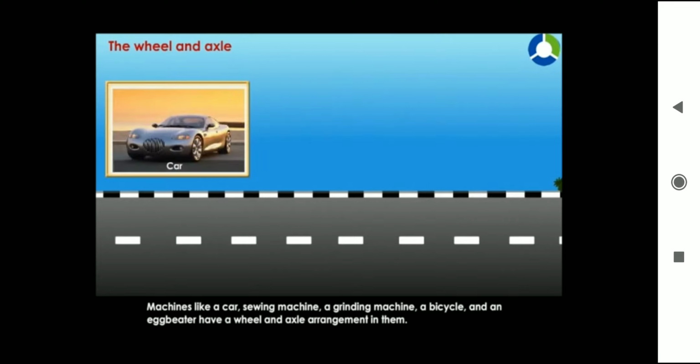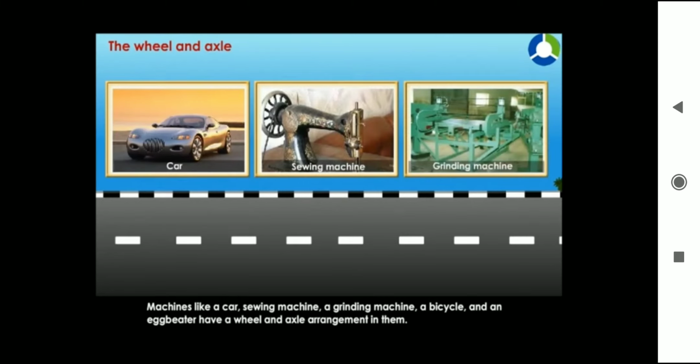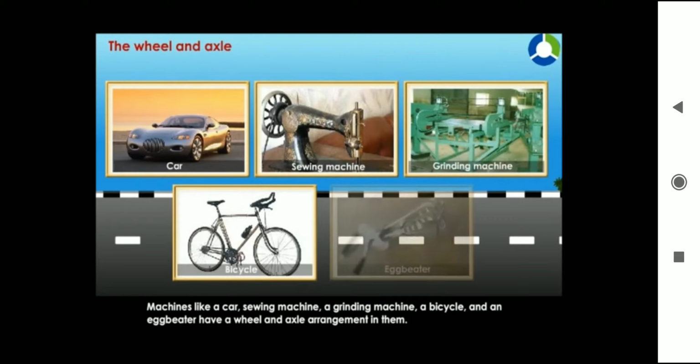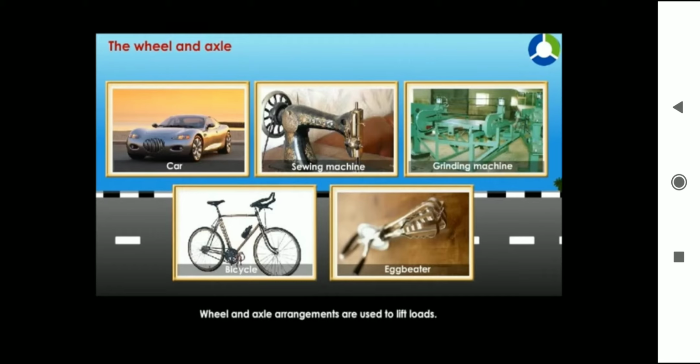Machines like a car, sewing machine, a grinding machine, a bicycle, and an egg beater have a wheel and axle arrangement in them. Wheel and axle arrangements are used to lift loads. How heavy a load can the effort lift? This depends on how many times the wheel is larger than the axle.